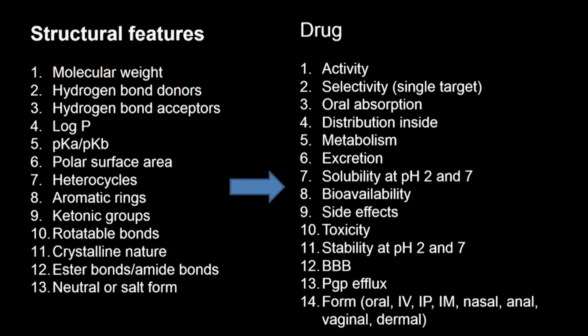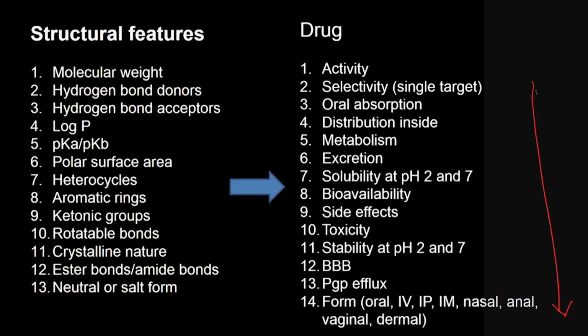So, these structural features or descriptors determine various properties of the drug. As a medicinal chemist, you should be able to play with these to arrive at these properties. Of course, activity is the most important, but you cannot forget all these. These are all very, very important for a drug to cross FDA approval. So, these structural descriptors determine all these parameters.